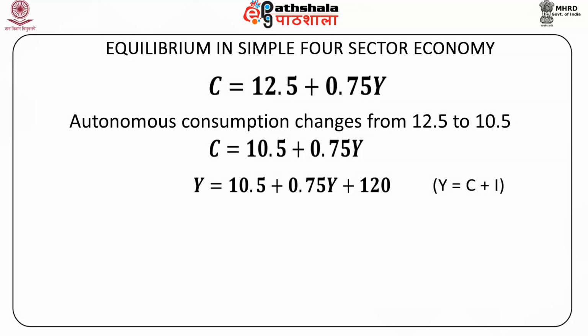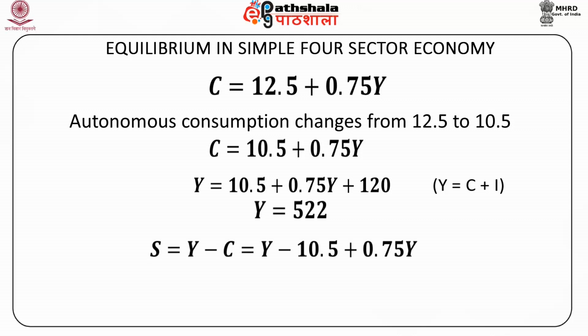At the new equilibrium income of 522, savings is S = y - C = y - 10.5 - 0.75y. Substituting the value of y as 522, we get S = 120. Thus, S has remained unchanged at 120, which is equal to I in the new equilibrium.